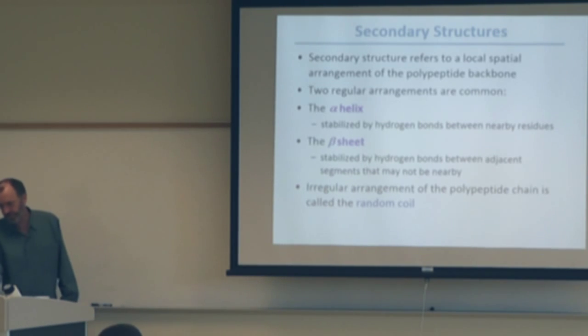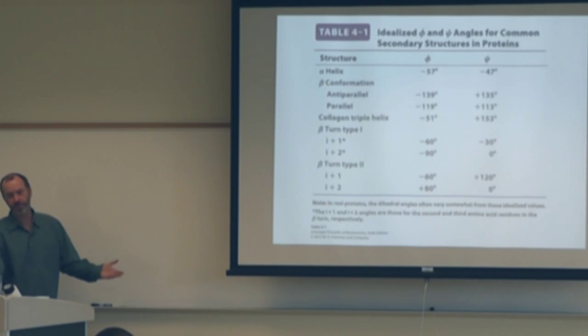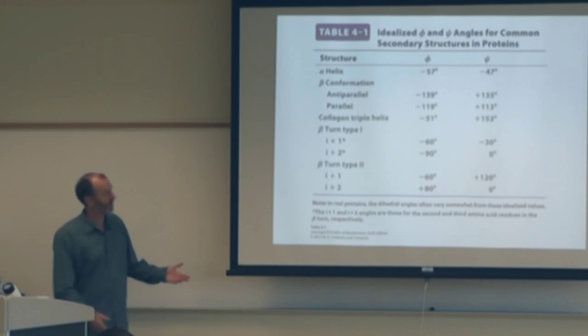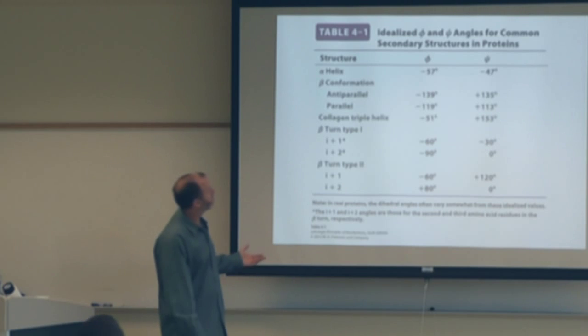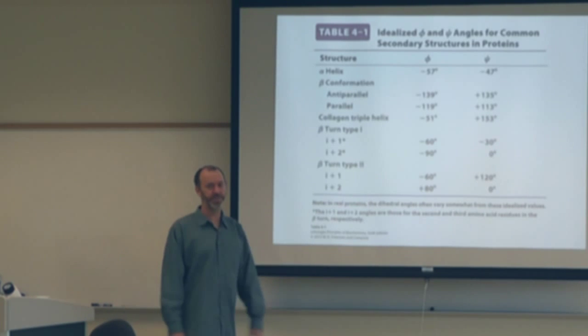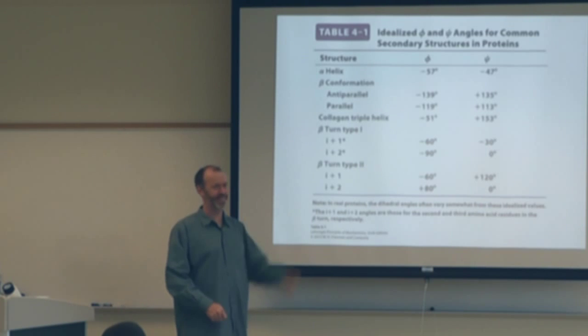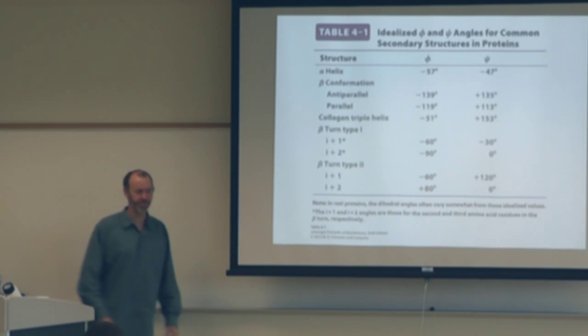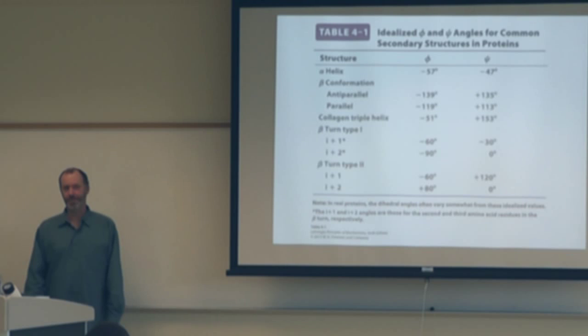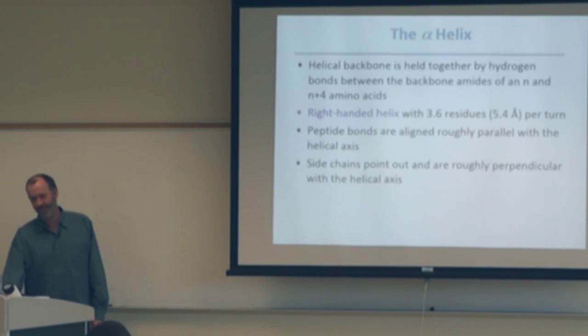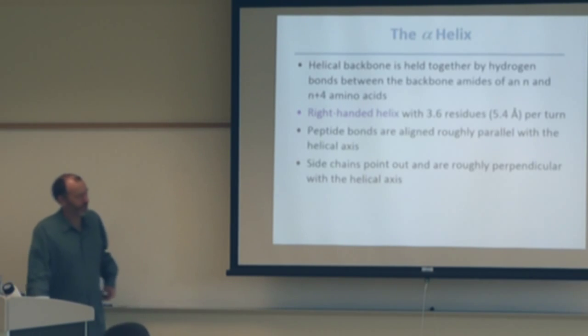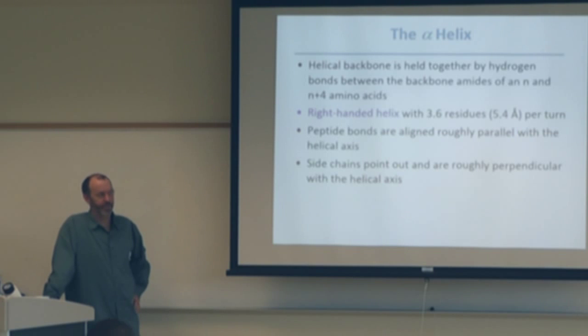Any unstructured region that doesn't have regular structure is often called a random coil. This shows you your idealized phi and psi angles for secondary structures. Don't memorize these numbers, because I'm not going to quiz you on numbers like this. I'm going to quiz you on numbers that you have to calculate.